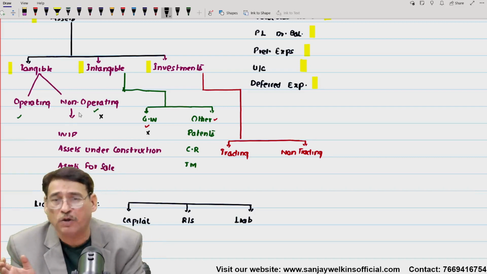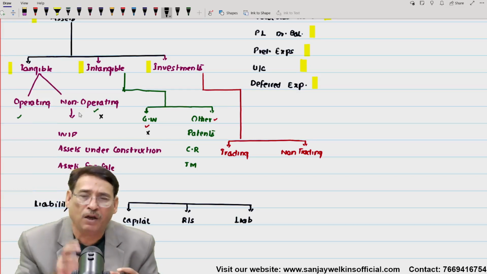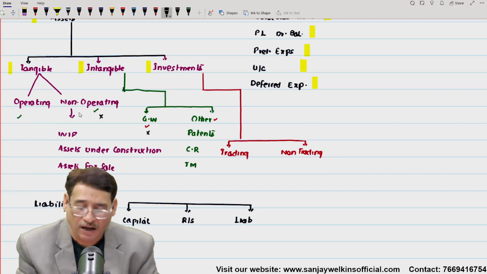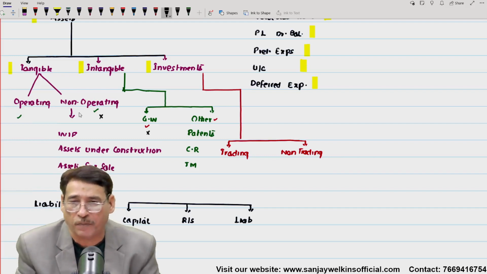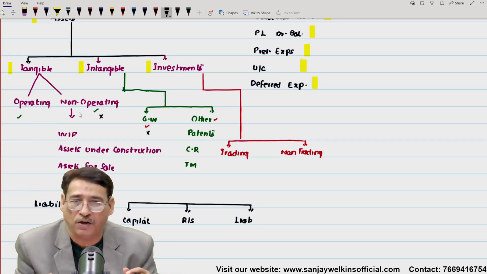And we also do not take into account non-operating assets, as I told you, the reason being that we are doing the valuation of goodwill. Goodwill is related to the profit earning capacity of the business. And because these non-operating assets have no contribution to the profit earning capacity of the business, they are always left out. Is it clear to you or not? Yes, now the things are getting clearer.